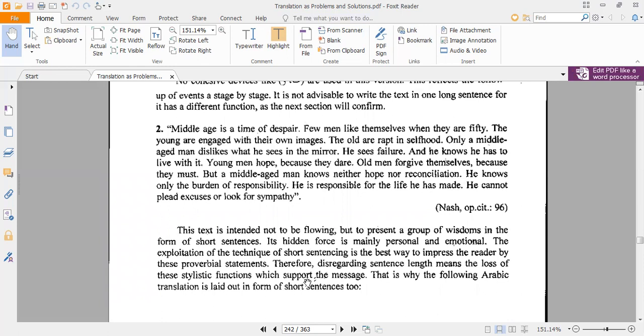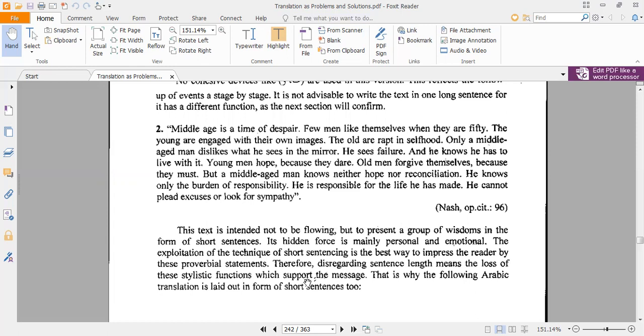Middle age is a time of despair. This is a very short sentence. Few men like themselves when they are 50. This is another short sentence. The young are engaged with their own images. The old are wrapped in selfhood. Only a middle aged man dislikes what he sees in the mirror. He sees failure and he knows he has to live with it.